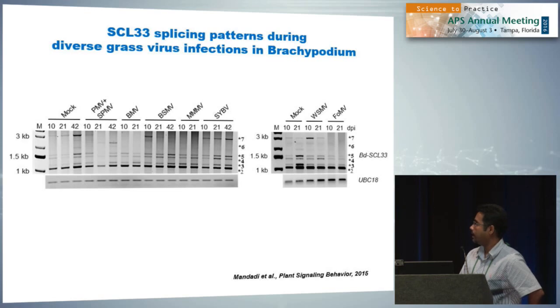But some are unique. PMV, for example, is able to missplice an isoform that is not present in any of those. So how each virus is missplicing uniquely is, again, another question. But the more questions you answer, the more questions we get. So that's where we are right now in answering some of these other questions.